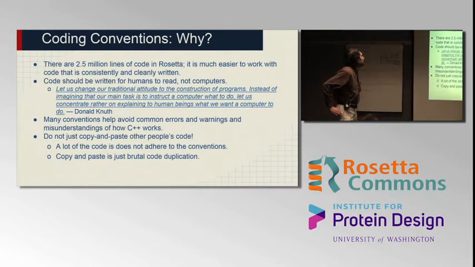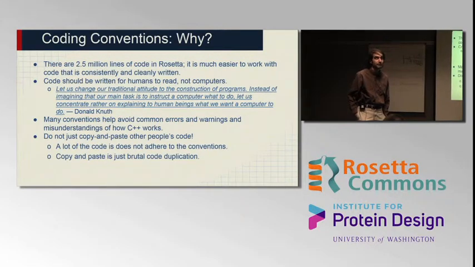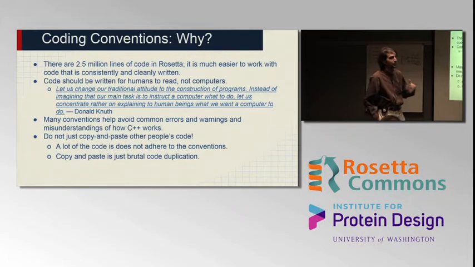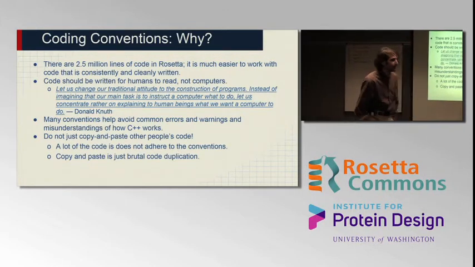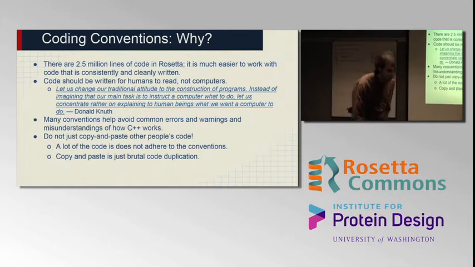But it is very important that Rosetta be human readable. C++ doesn't care about white space. There are all sorts of ways that you can make C++ code completely illegible to a human, but still be totally compilable. But we want to make sure that our code is nice and readable so that other people can understand what you did.